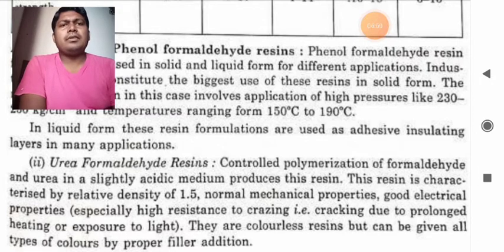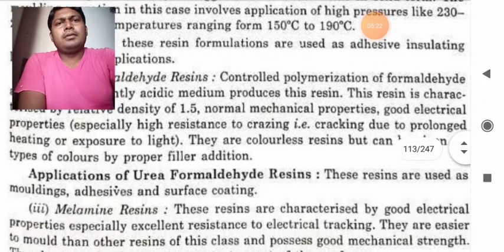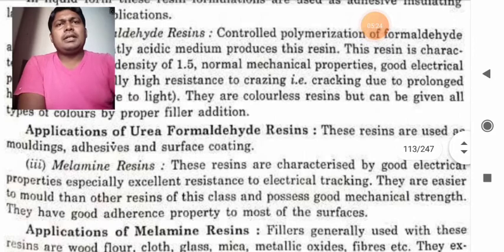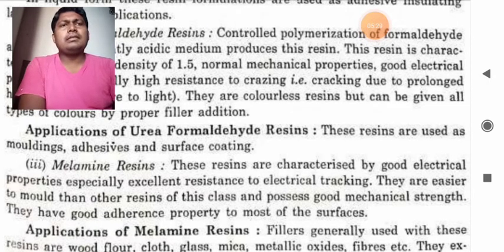They are colorless resins, but can be given all types of color by proper filler addition. So we can make them colored as per our requirements. Application of urea formaldehyde: we will now discuss its areas of application. These resins are used as moldings, adhesives and surface coating.